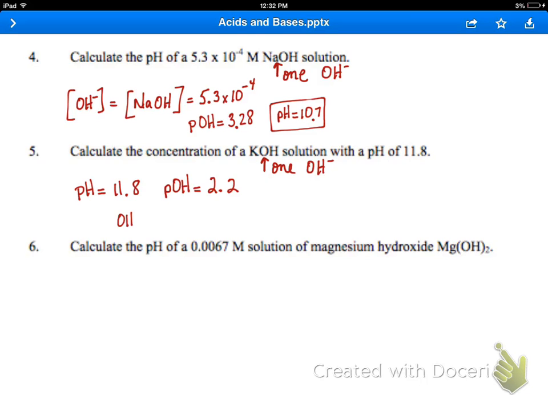Again, KOH is going to be a base, and that's going to give us OH- from the pOH. So we were given the pH, and then we can use that to get the pOH, and then we can use the pOH to get the hydroxide concentration, which is equal to KOH, which is 6.3 times 10 to the minus third.